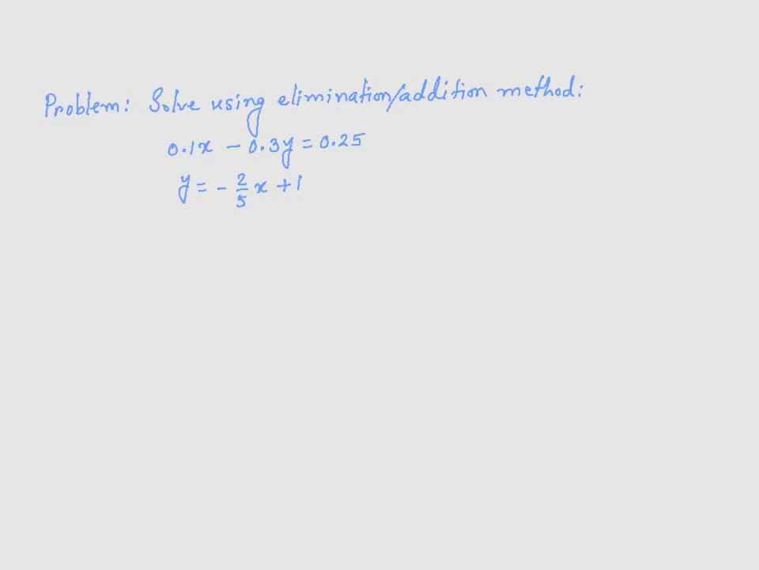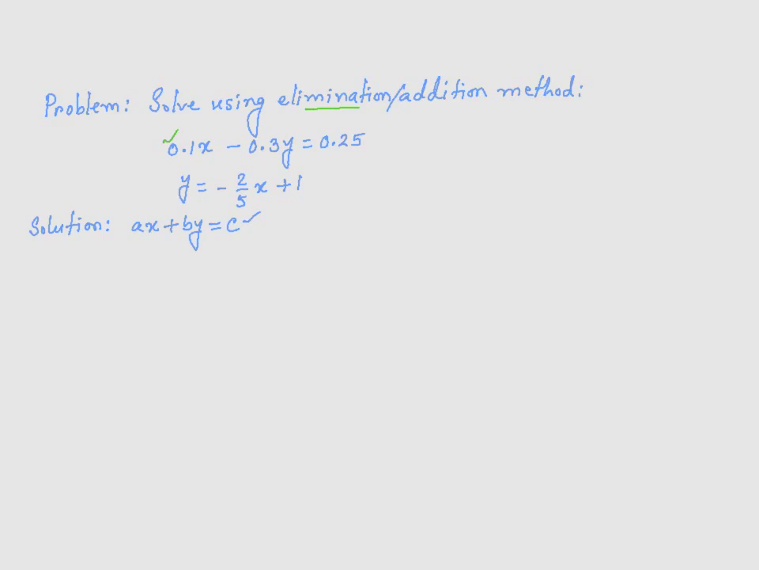In this video, I am going to solve this system of linear equations using the elimination/addition method. However, before I solve this system of linear equations, I need to make sure that I have the equations in this format: ax plus by is equal to c. That means the x and y terms are in that order on the left and the constant is on the right.